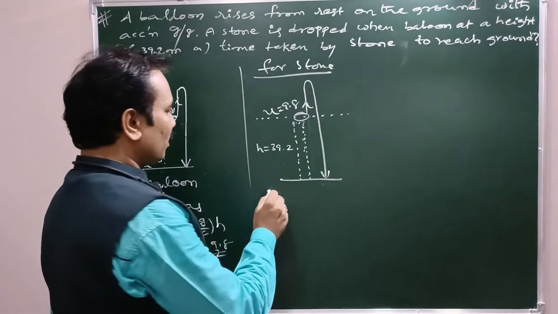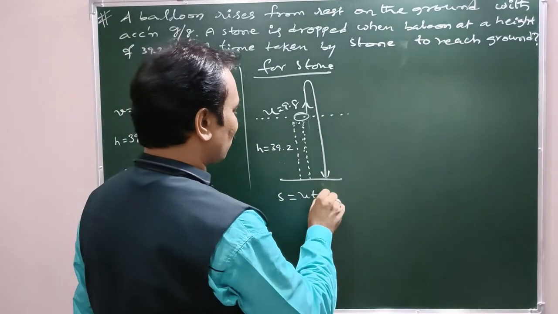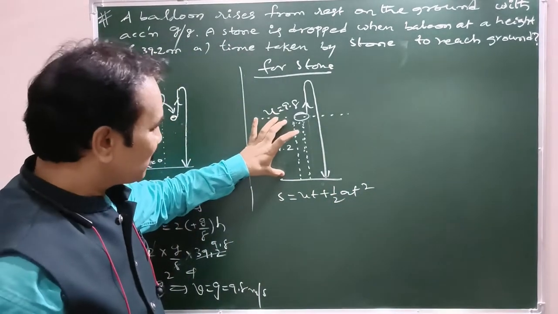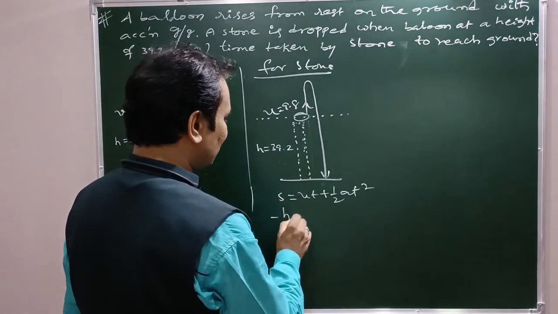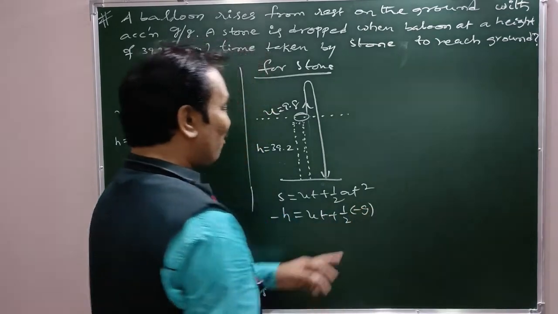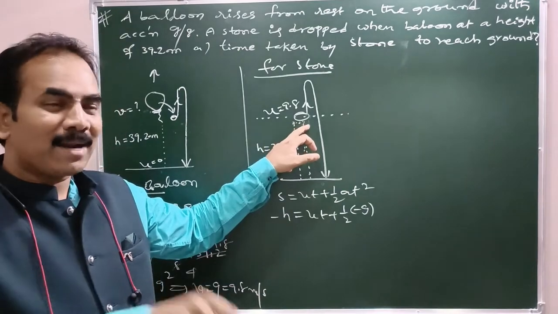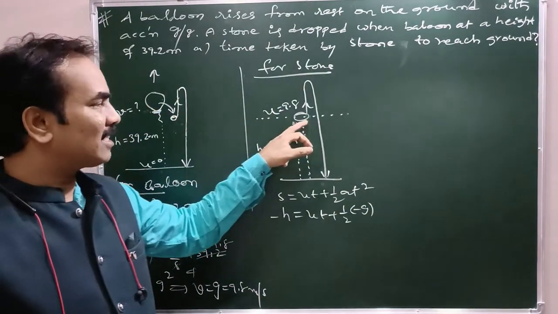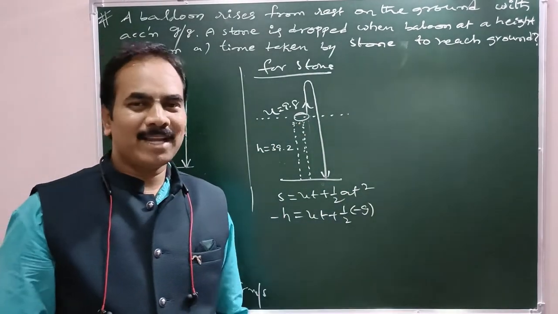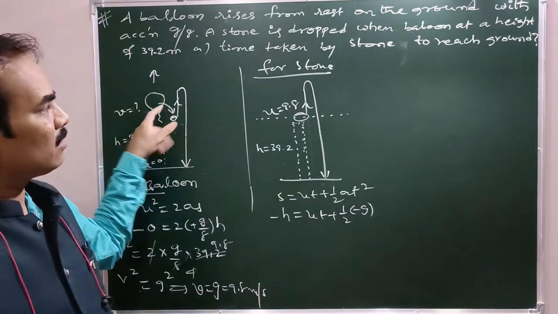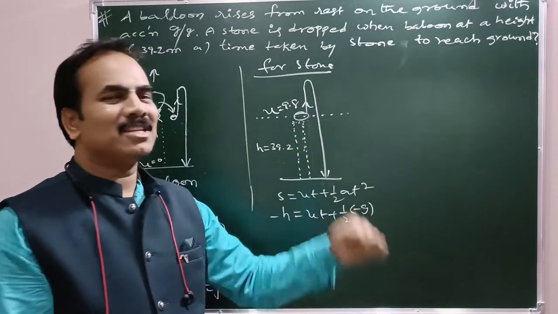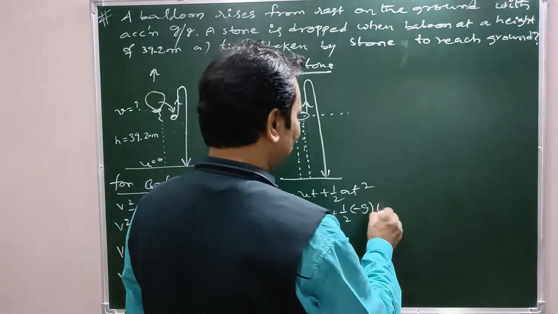Okay, now S equal to ut plus half a t square. Here S means what? S means minus h. S means minus h equal to u positive t plus half into a, where a means minus g. Here minus g, a means minus g. Why? Because stone was separated from the rising balloon. It is subjected to gravity, right? So here a is minus g, not g by a. That is g by 2 is for balloon only. So whenever it is separated from the balloon, take a equal to minus g, that's all. So minus g into t square, right?